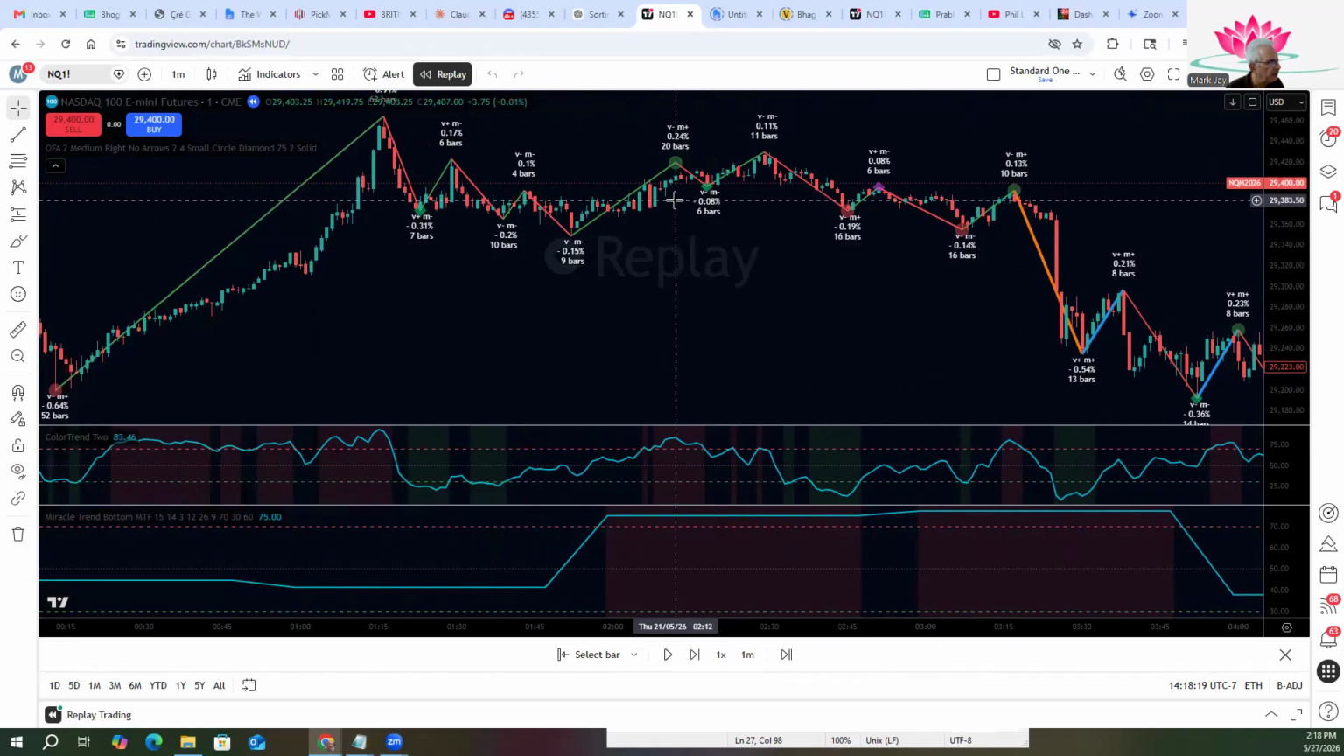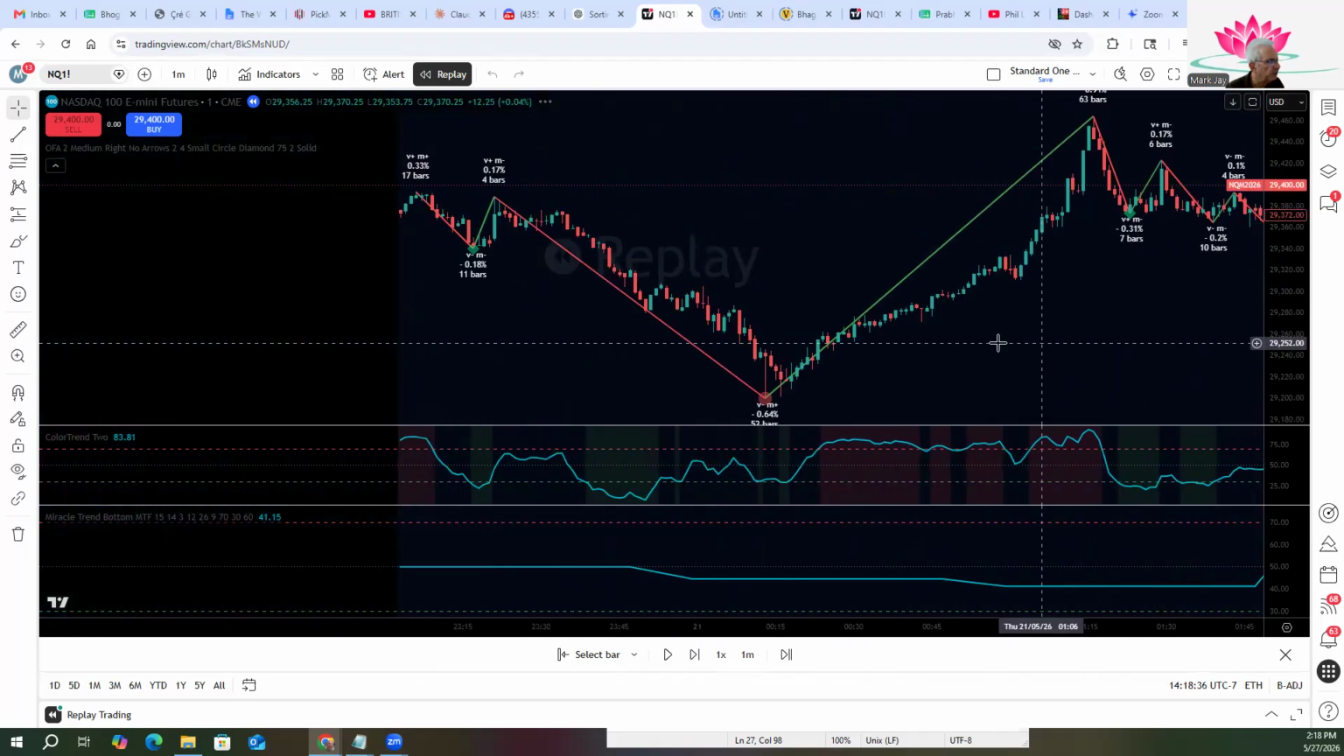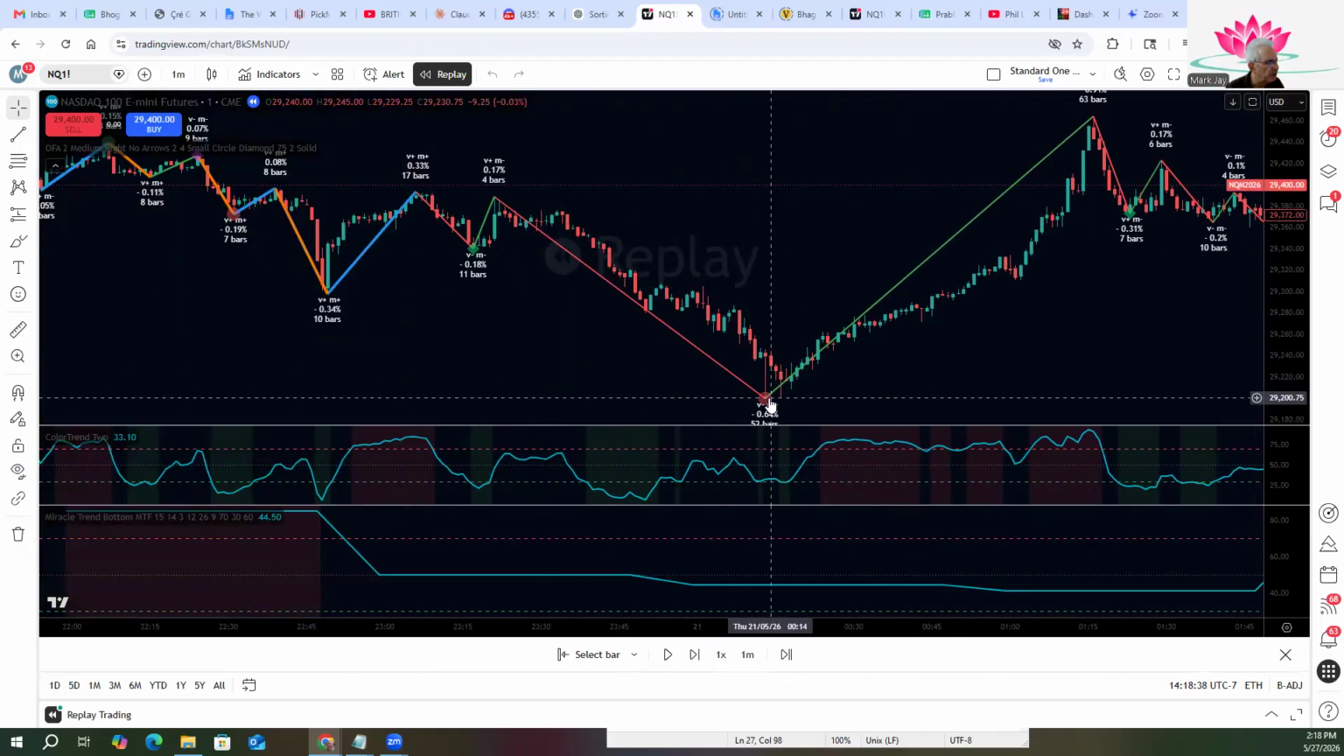Show you another trade here. Boom. This is not a long because you want to be in the green background if you're going long. And this is a green diamond, but it's not in a green background. We don't take this trade, but we do take this trade. So you can start to really, really trust this system.